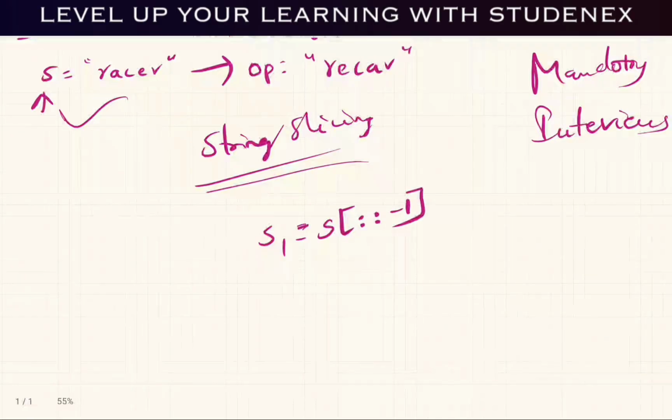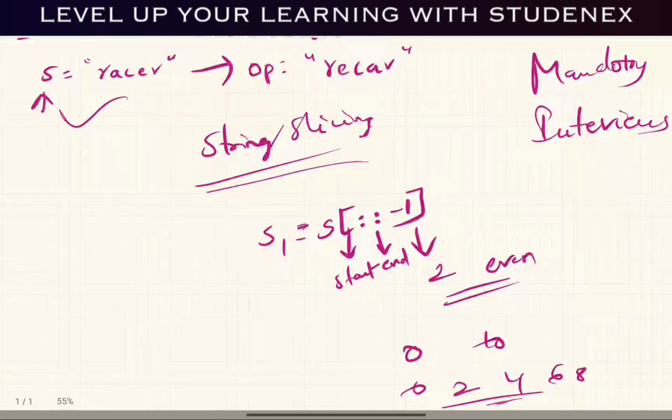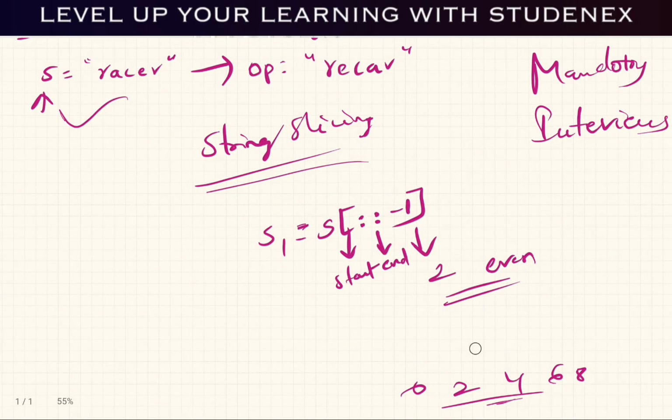Here, this is the start point for the string. This is the end point. And this is the step, where you want to do certain tasks like skipping. If you enter 2, it will print even numbers, so it will skip each element. From 0 to 10, it will print 0, 2, 4, 6, 8. I hope you understand this particular thing here.